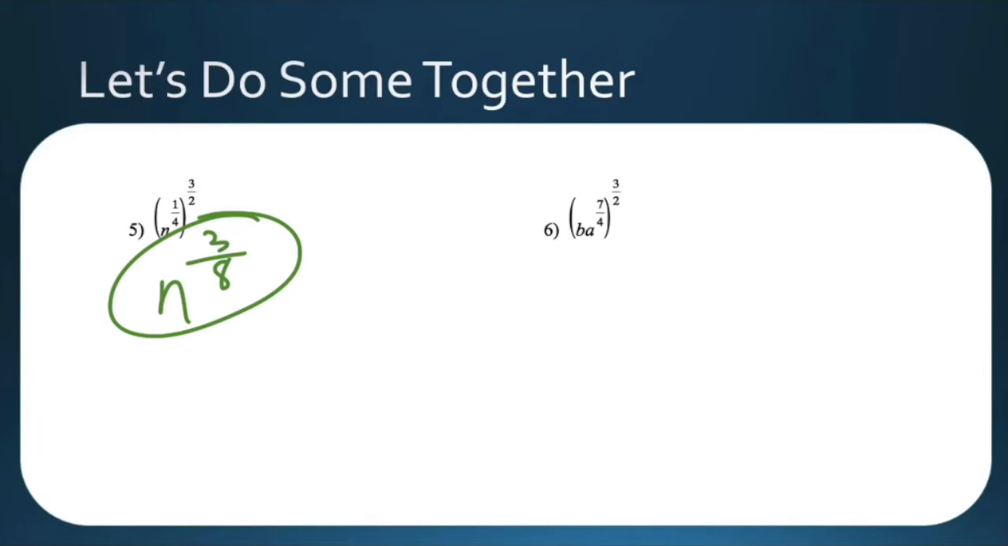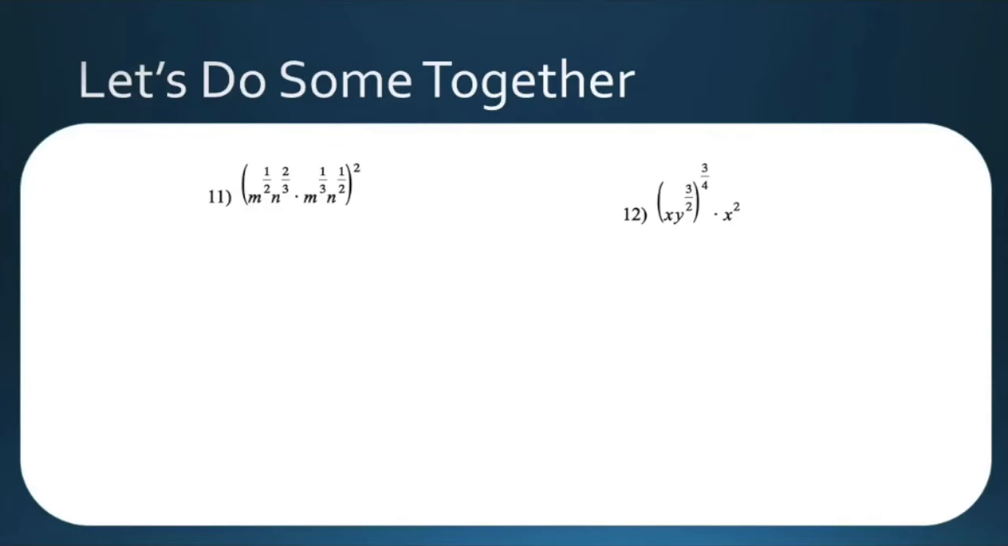So we distribute the 3. We're going to distribute the 3 over 2. That's correct. So we're going to have B to the 3/2, but A to the 21/8. Yes, very good. Which can't be reduced. That's correct. It cannot. All right, we're going to move on to number 11. More parentheses, but larger now.